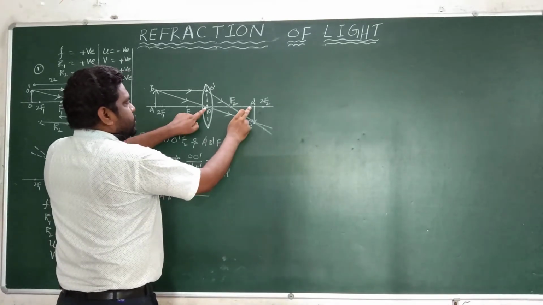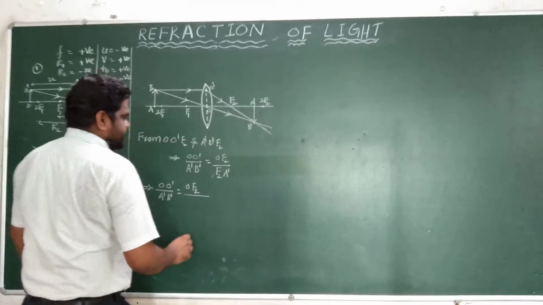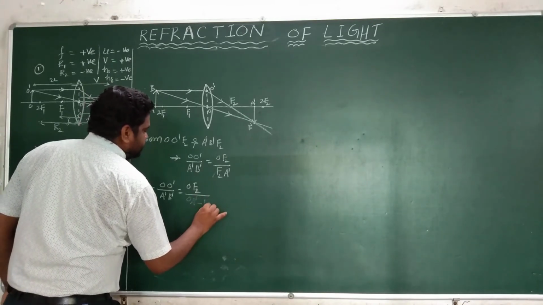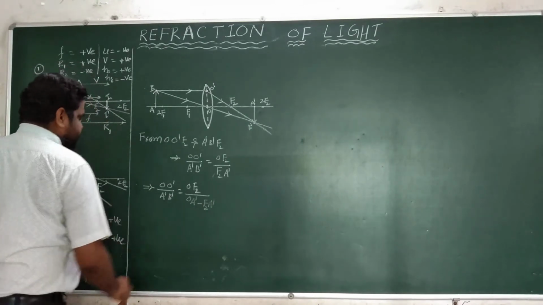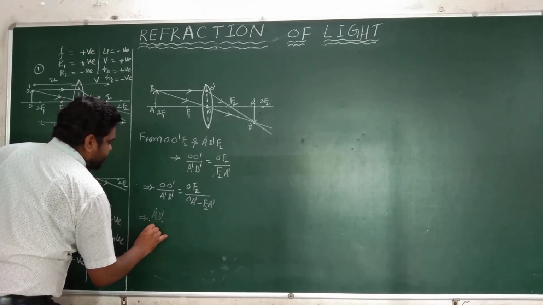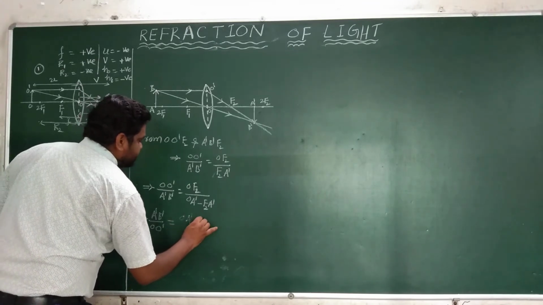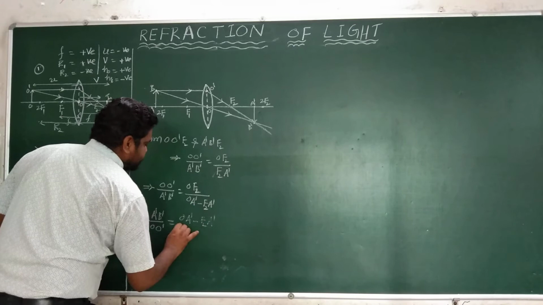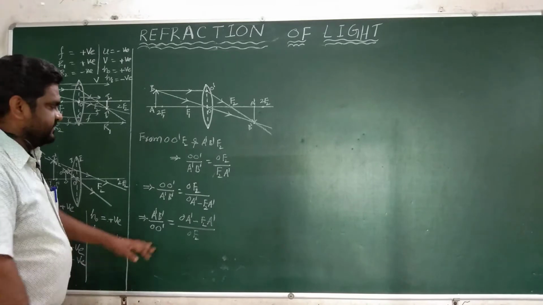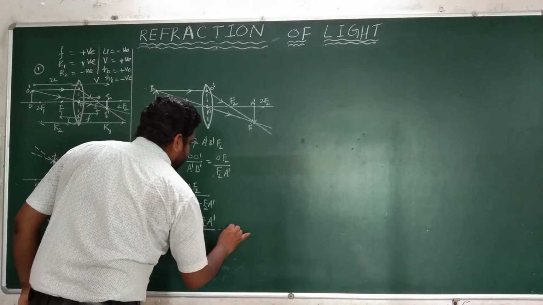F2 A dash is nothing but OA dash minus OF2. OA dash minus OF2 is nothing but F2 A dash. So that's why this is OA dash minus F2 A dash. For our convenience, that implies A dash B dash divided by O dash equals OA dash minus F2 A dash, whole divided by OF2. This is equation number 1.